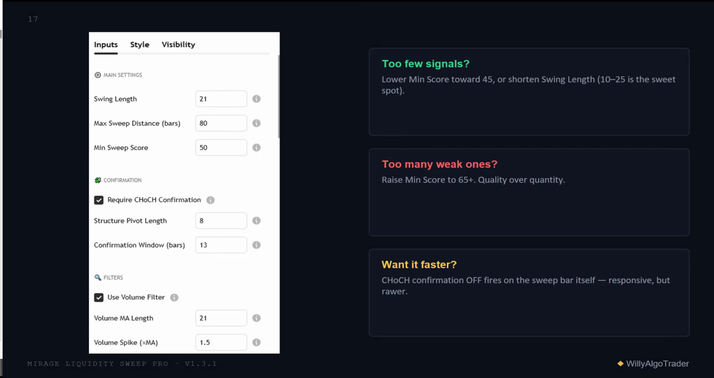Quick word on tuning. Too few signals, drop the min score to 40, shorten the swing, or turn CHoCH off. Too many weak ones, raise the score past 60, keep CHoCH on, switch the volume filter on. Stops feel wrong, swap presets, or set the buffer manually. And every input has a tooltip I wrote myself.